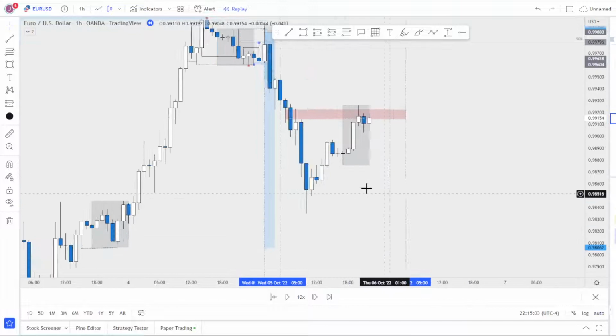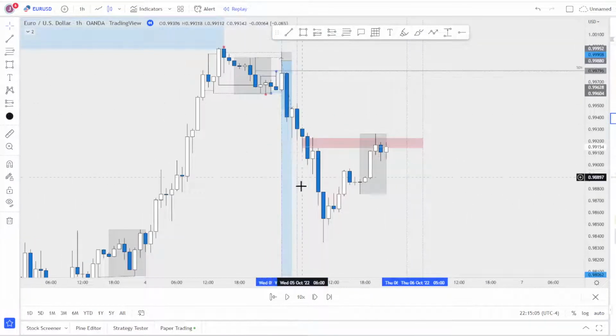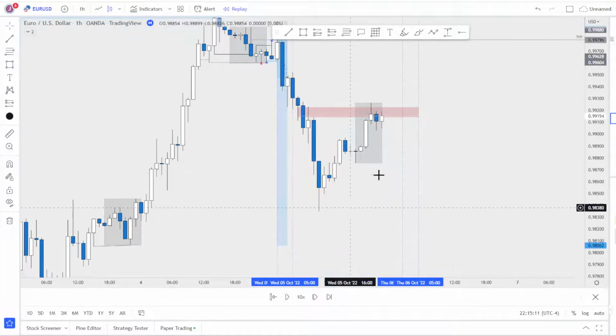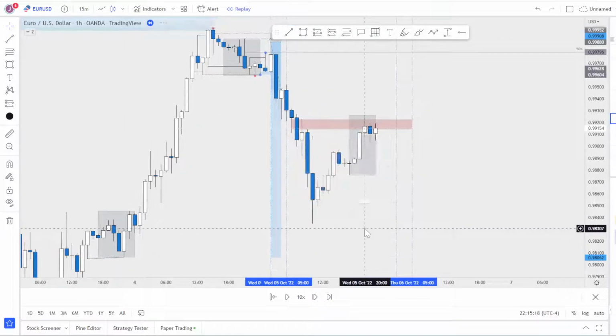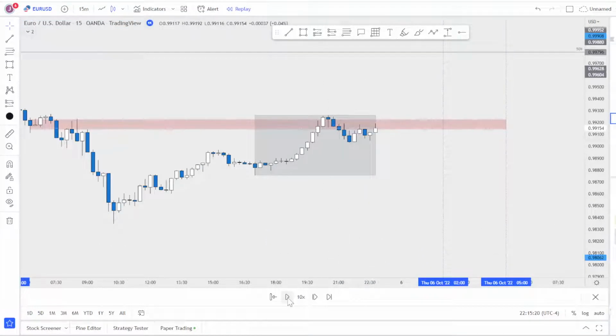On the 1 hour, what I see is we've got a high, a low, and a low here that has failed to break a high, meaning this is weak. And now if we get that break, there's more chance that we're going to go lower and take out these areas. So I'll go to the 15-minute time frame.